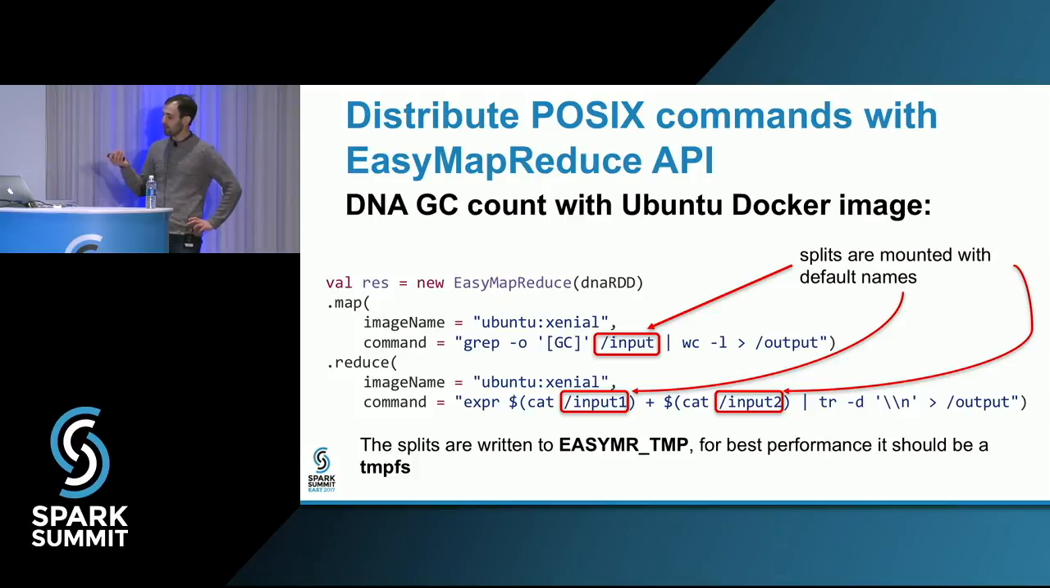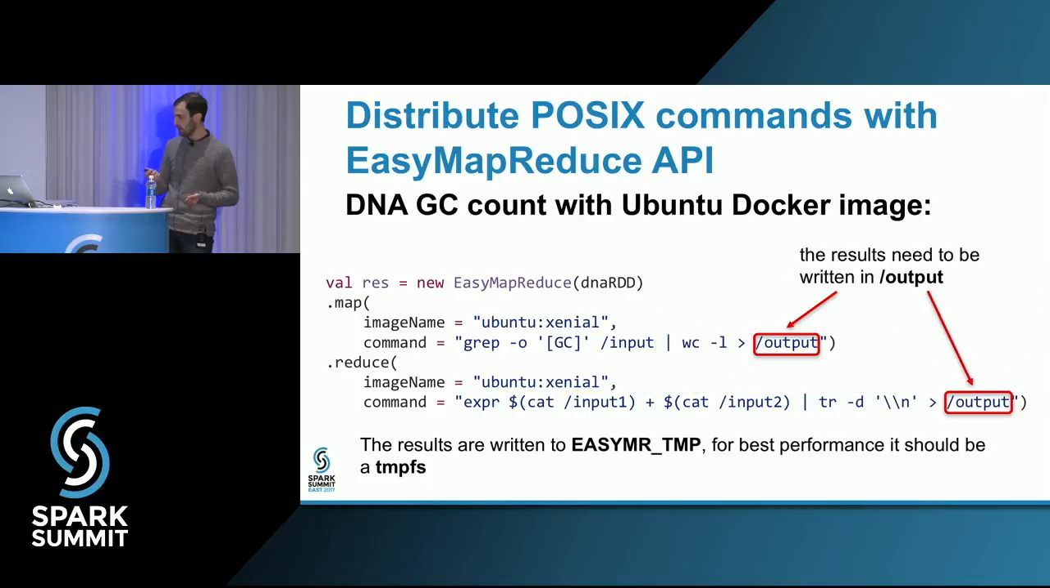And in the case of the reduce operation, it will mount it, of course, you need 2, in /input1 and /input2. So what happens behind the scenes is that EasyMapReduce writes this file to a temporary directory that you can configure. And for best performance, this should point to a tmpfs, so you keep data in memory, right? And then there is a default location where you are supposed to write your result, so EasyMapReduce will be able to bring it back to the Spark engine.